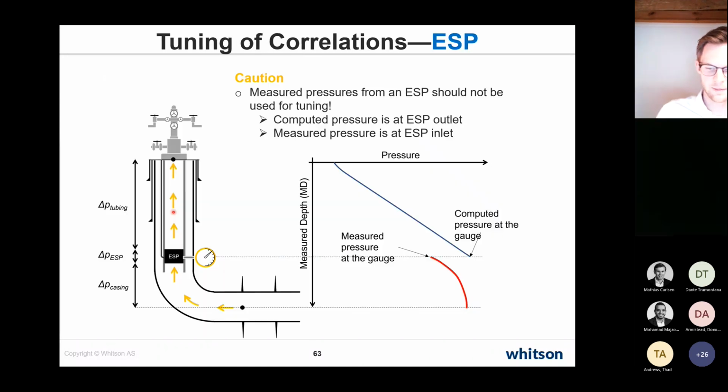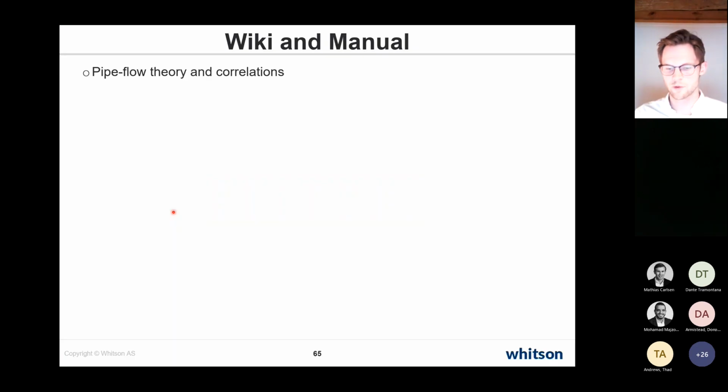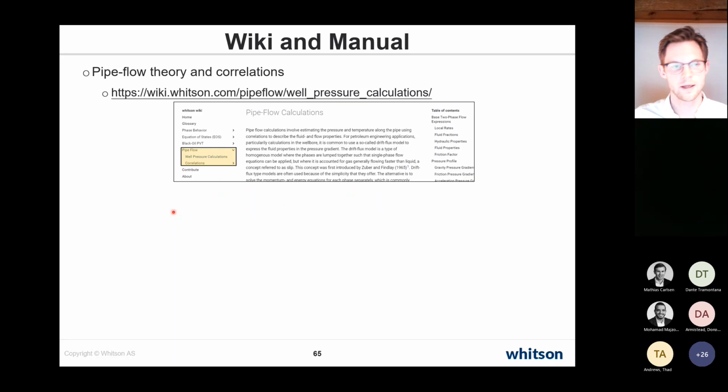No, good. Yeah, so references, we have 2 sources of information for all this pipe flow material. You can go to the wiki, wiki.whitson.com. There are a couple of pages there, one on well pressure calculations in general and one for each correlation.